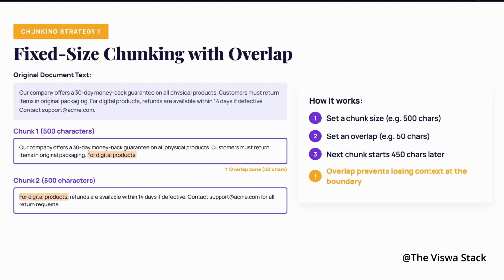The trick is overlap. Each new chunk repeats approximately 50 characters from the previous one. Why? A sentence might get cut in half at the boundary. Overlap keeps the meaning at the edges.